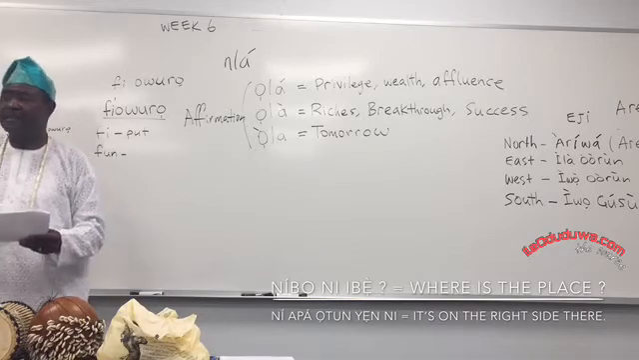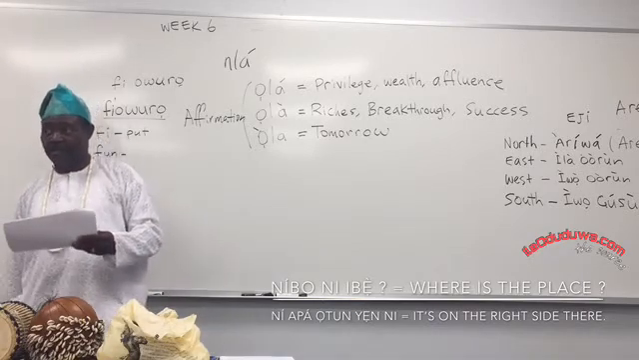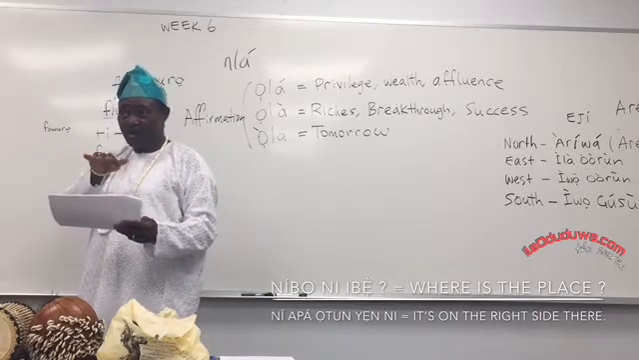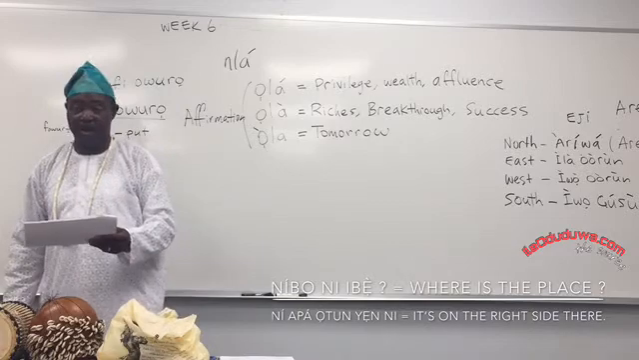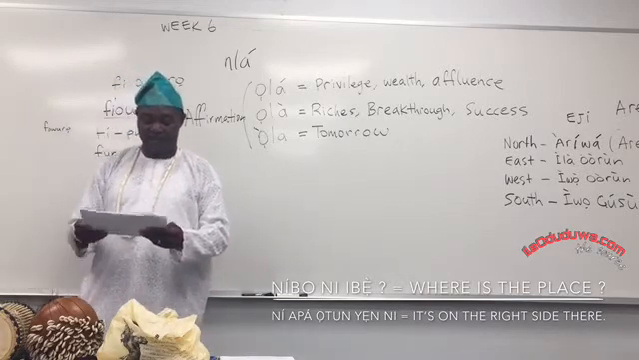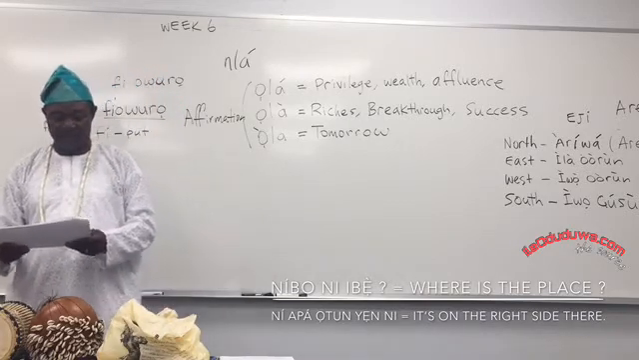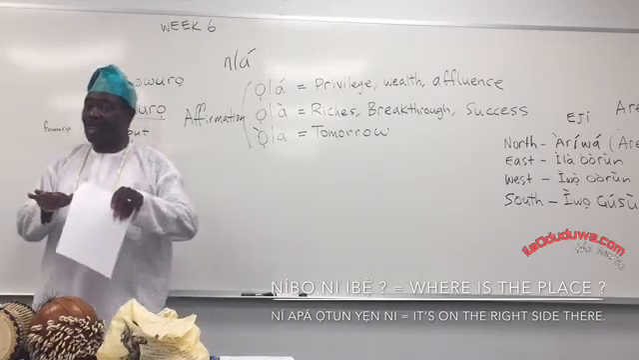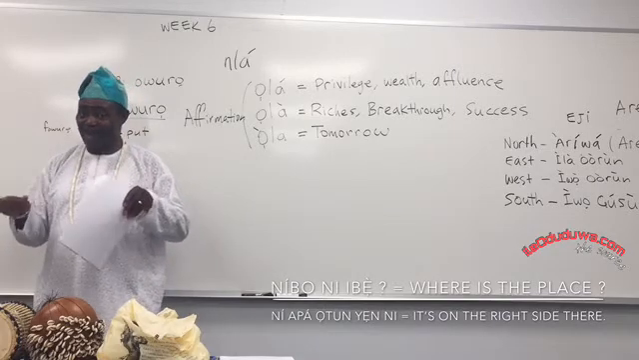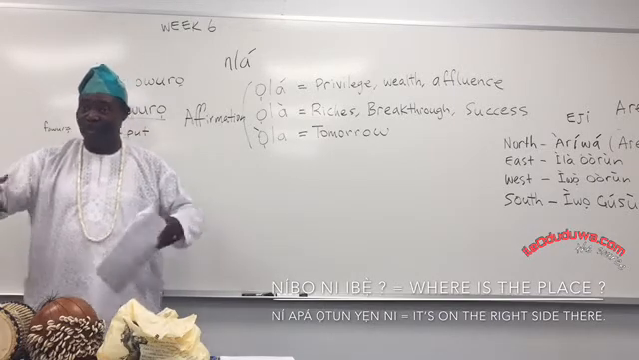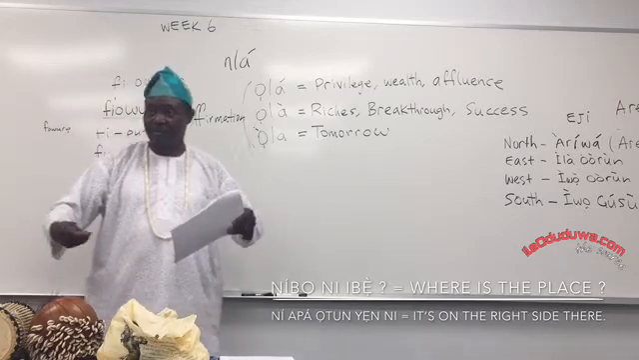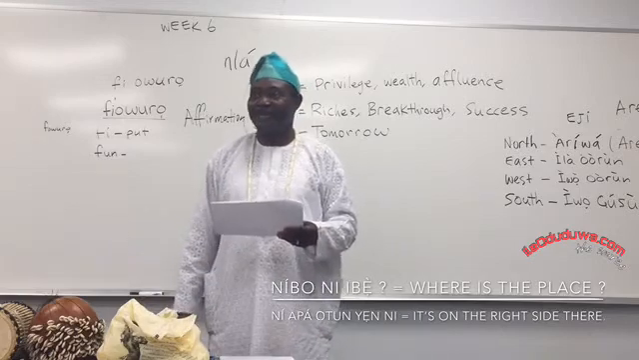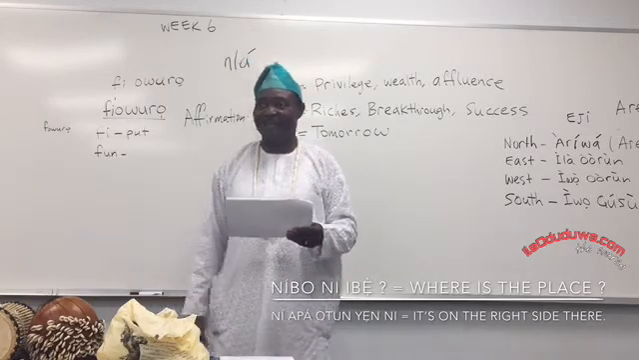Níbo níbẹ̀, da da da da. Da goes down, right? Da, up, down, neutral. Down, down, right? Níbo níbẹ̀. Ní apá ọ̀tún yẹn ni. You see, I'm saying the words one at a time, right? But now you know it and you're ready to use it, just talking to anybody, you just say ní apá ọ̀tún yẹn ni, right?